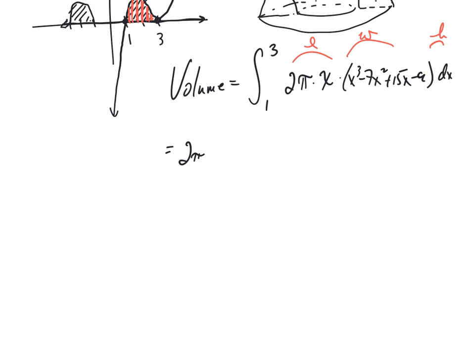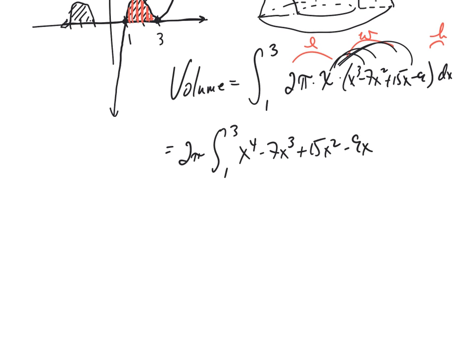I'm going to start by factoring out 2 pi and distributing the single x inside. So x times x to the third, x times 7x squared, x times 15x, and x times negative 9. Now it's easy to integrate just using power rule 4 times.